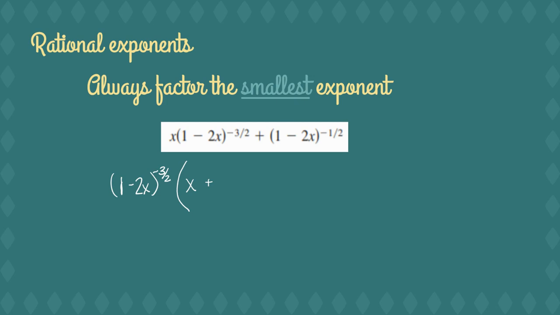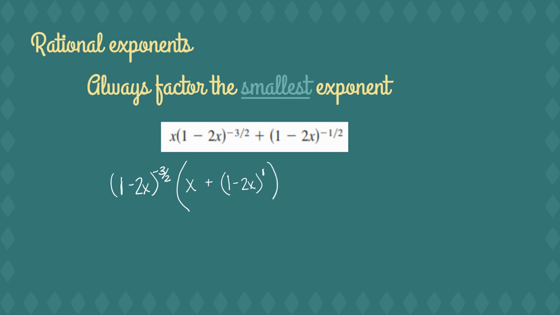The second one, I'm going to be left with a 1 minus 2x to the power of whatever negative 1 half minus negative 3 halves is. Well, I know fractions aren't your favorite thing. If you put that in your calculator, negative 1 half minus negative 3 halves, you get 2 halves or 1.